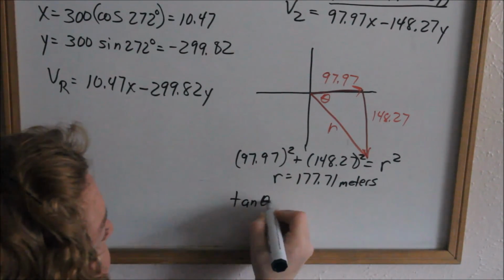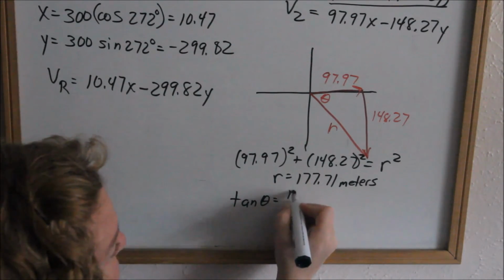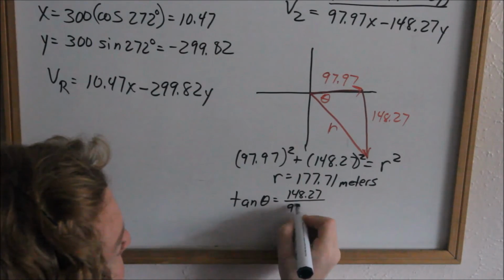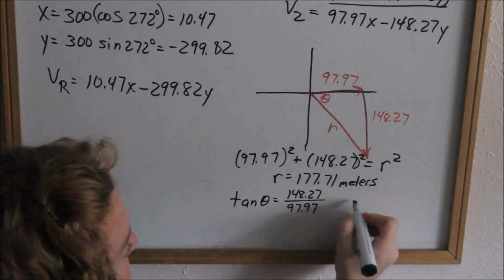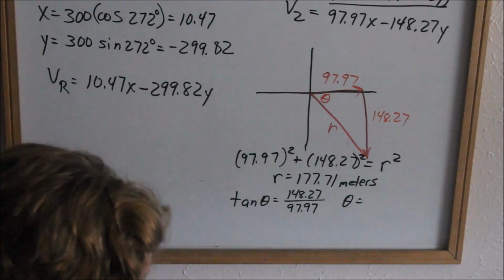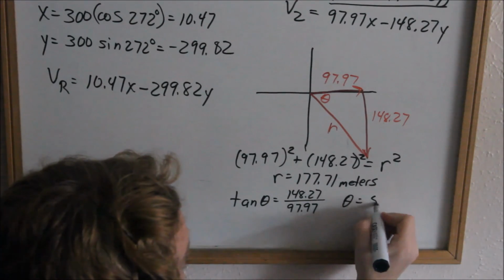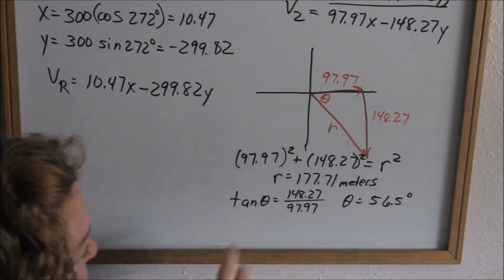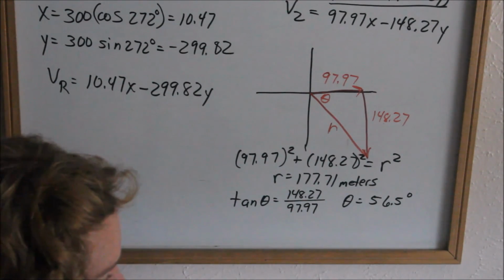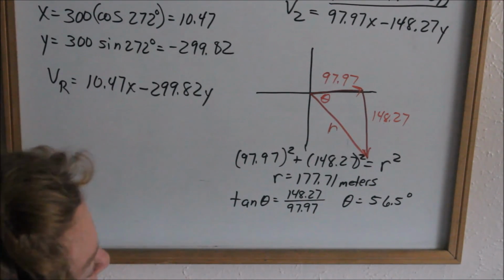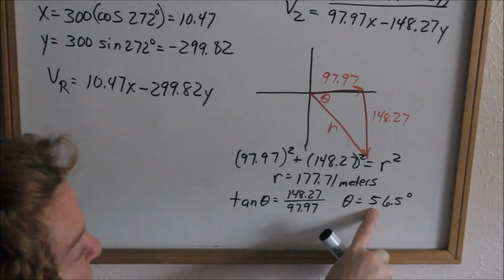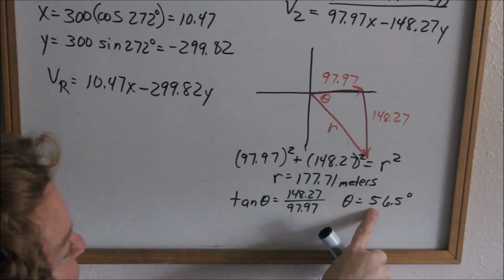I can use tangent because I know the opposite over adjacent. Using arctangent, that comes out to 56.5 degrees. Again, I would not put your negative signs in there. That doesn't really help you. It actually makes it more confusing. But I need to end up in quadrant 4. How do I write this to where I'm in quadrant 4?